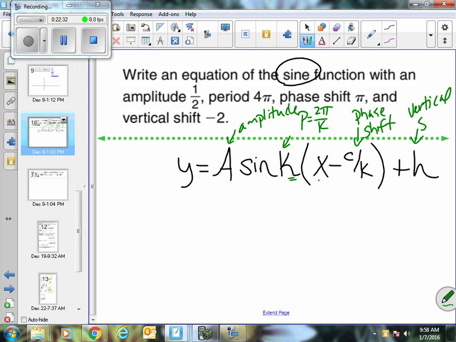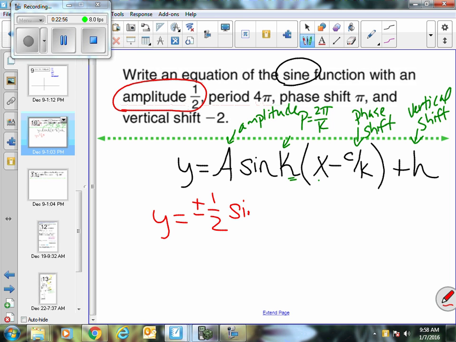So as we're substituting values in, most of these we can just plug in the right spot, but we have to think about only the k. That's the only one we have to actually solve for. All right, so y equals, amplitude is a half. So technically, plus or minus, because even a negative half would still have an amplitude of a half. It means how far is the max or min from the middle, so it's going to be plus or minus.